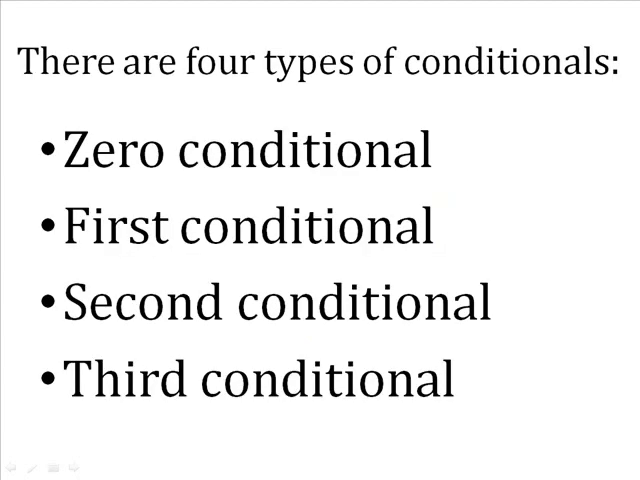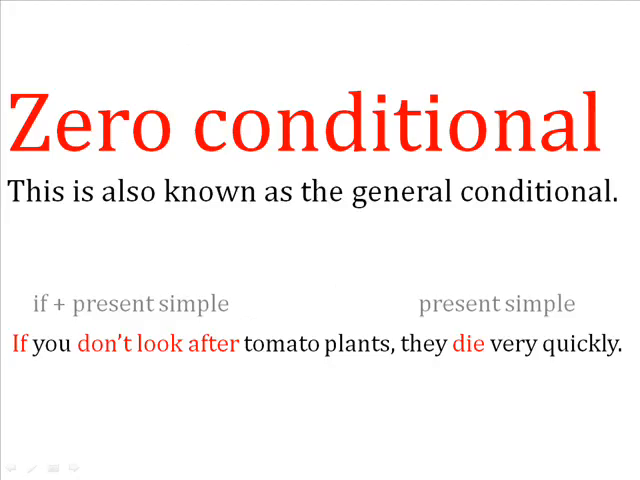There are four types of conditionals: the zero conditional, the first conditional, the second conditional, and the third conditional. The zero conditional is also known as the general conditional. We use it to talk about events or situations that can occur at any time and often occur more than once, and their result. In the first part of the sentence we have got if and the present simple verb, while in the second part of it we use a present simple verb. If you don't look after tomato plants, they die very quickly.